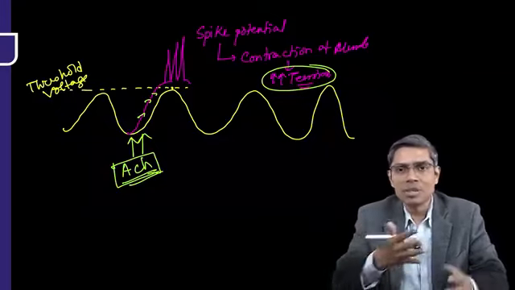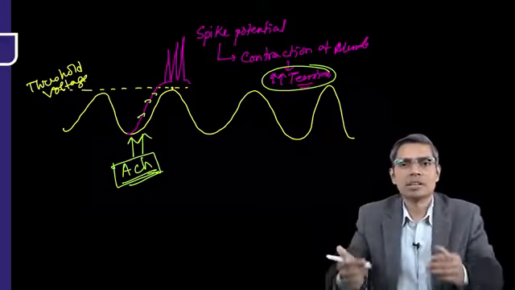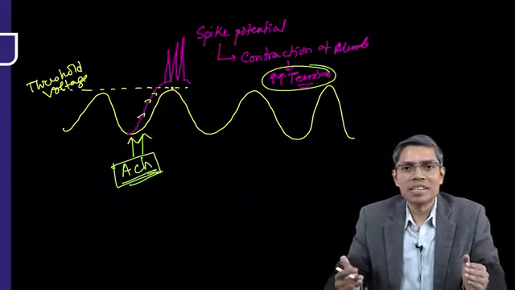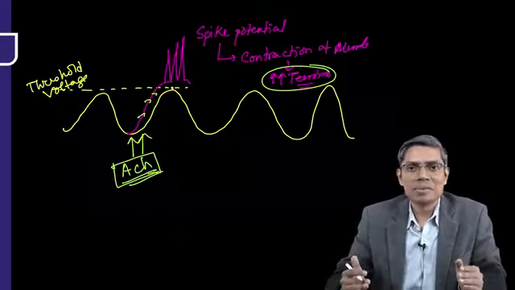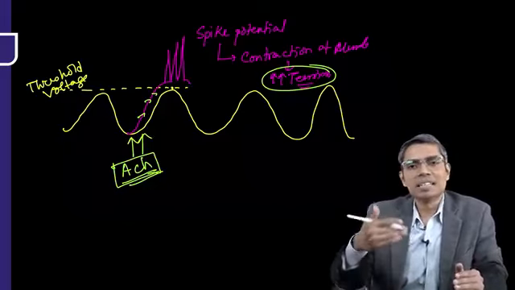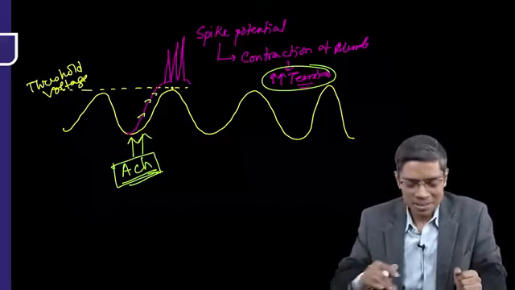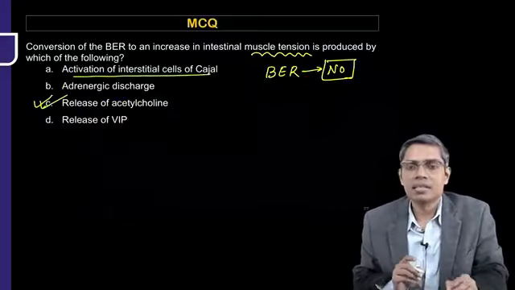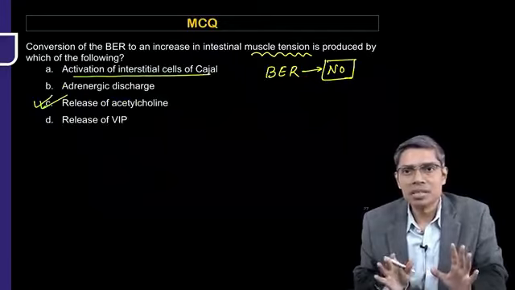Muscle contraction can be of peristalsis, can be of segmentation, can be of any other type of GI movement, right? But the basic thing is that acetylcholine is responsible for converting this BER into action potential. Got it? So please look here. The activation of the interstitial cells of Cajal is only responsible for BER generation.